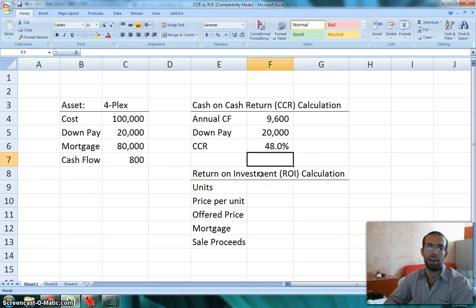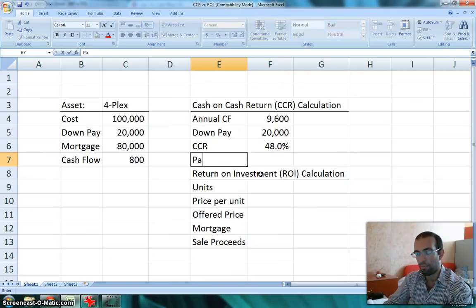Now, why is cash on cash return something useful to look at when you're playing the game? For me, it's useful because it lets me know how hard my money is working for me. The other way to think about it is, how long would it take me to get my initial investment back from this deal? So that's known as payback period.